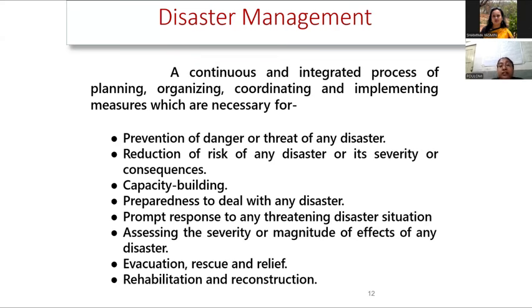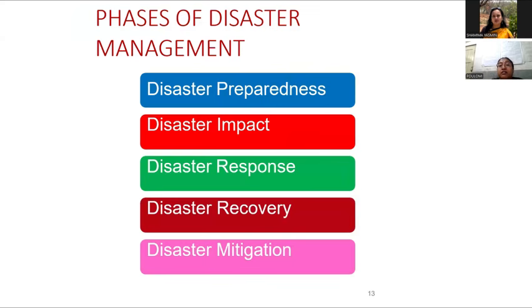Now we will be going to the stages of disaster management. Disaster preparedness, disaster impact, disaster response, disaster recovery, disaster mitigation. These 5 points you must mention in your writing, and if you can, write 1 or 2 lines about each point. That is, what is disaster preparedness, what is disaster impact, what is disaster response, and so on.